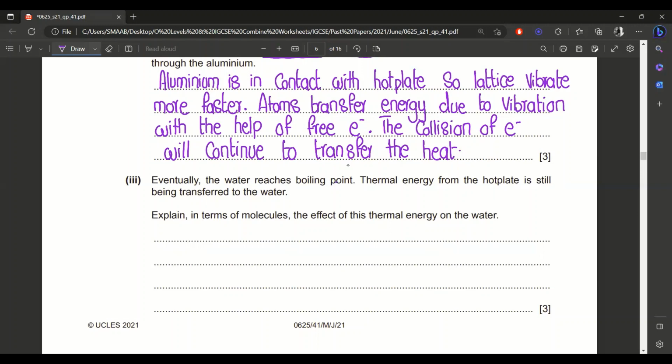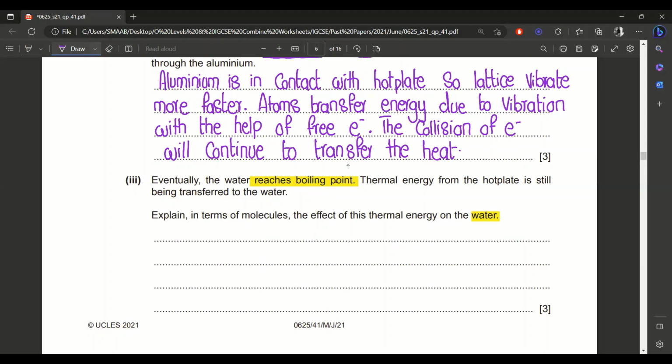Sir, would it have no effect because the energy provided would equal the energy released? Okay, but now the liquid is very close to its boiling point, and thermal energy from the hot plate is still being transferred. So they are talking about what happens after some time, because the liquid reaches its boiling point. So in terms of molecules, explain the effect of this thermal energy on the water. So now our main focus is on water, it means liquid. So if we further increase the temperature, or at this specific temperature, what will be the change in the liquid? Any specific change?